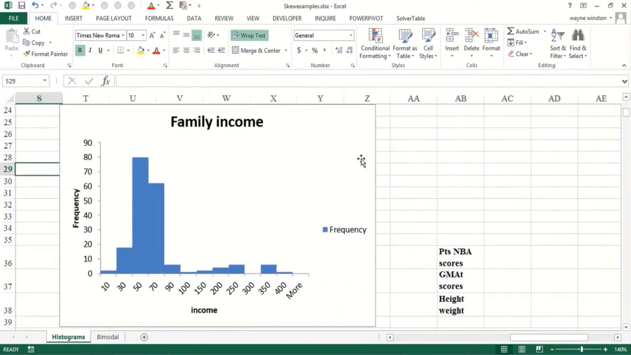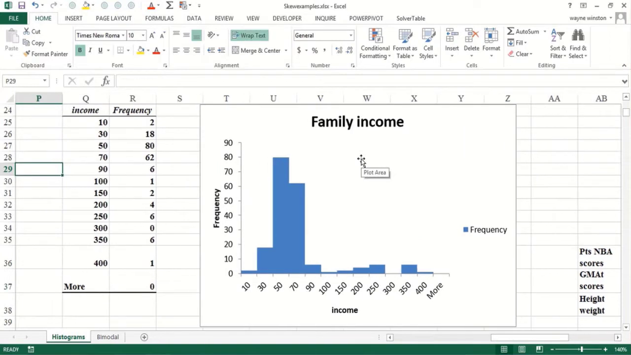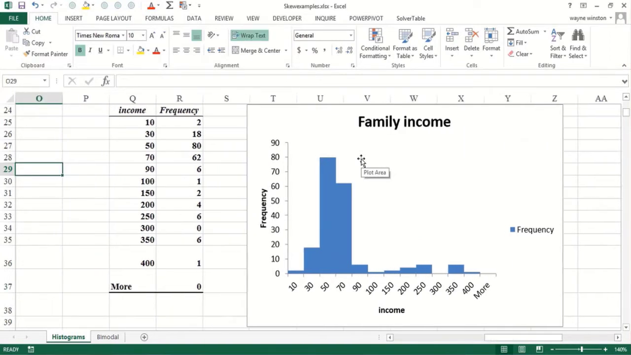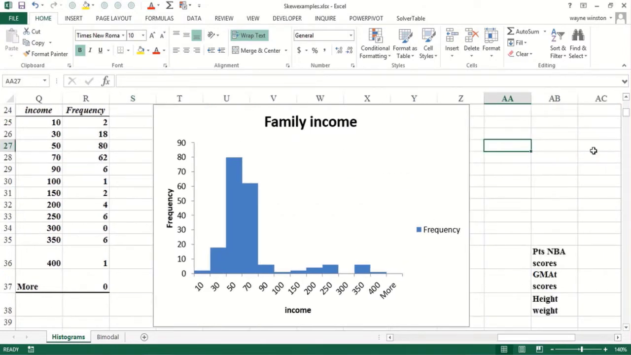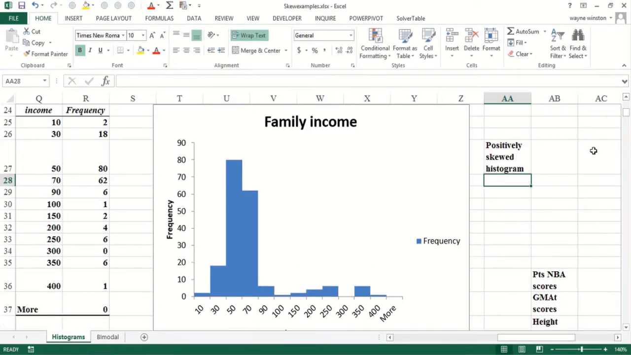Now I looked at family income. You definitely in the US or any country probably would not get a symmetric histogram. And what you'll get is a bar that peaks, and then the bars go much further to the right than to the left of the highest bar. This is what's called a positively skewed histogram, or skewed to the right.